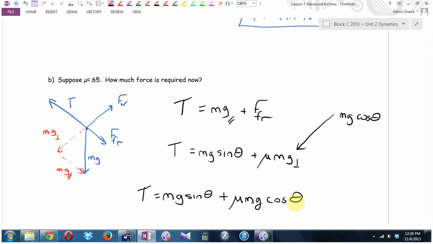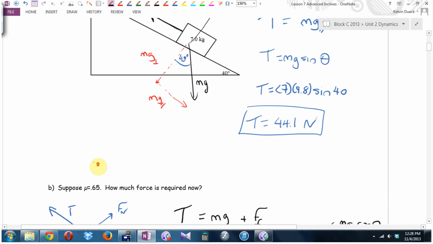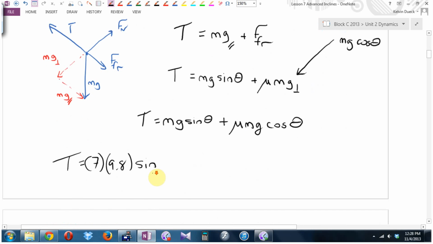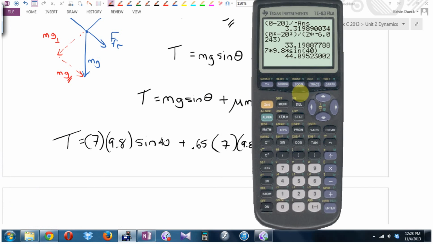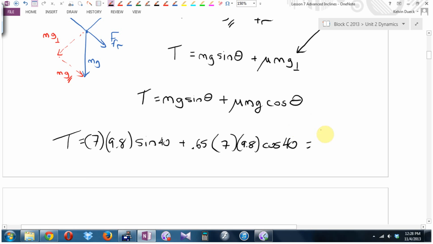Is that okay? Tension is going to be, what did I say the mass was? 7 times 9.8 times the sine of 40 plus 0.65, that's a pretty high coefficient of friction, times 7 times 9.8 times the cosine of 40. You get 78.3 newtons.